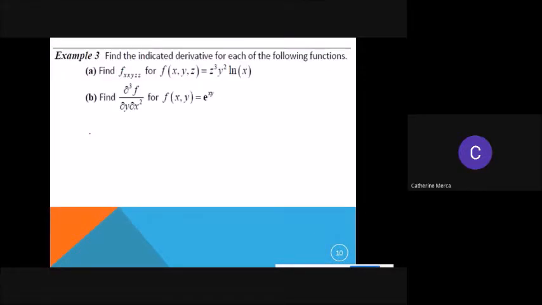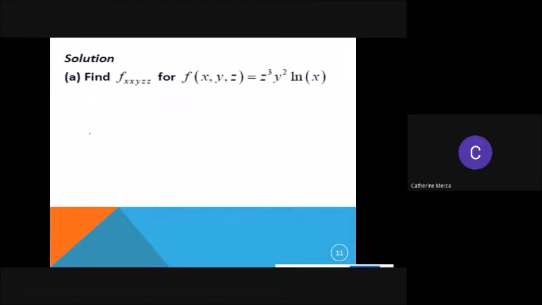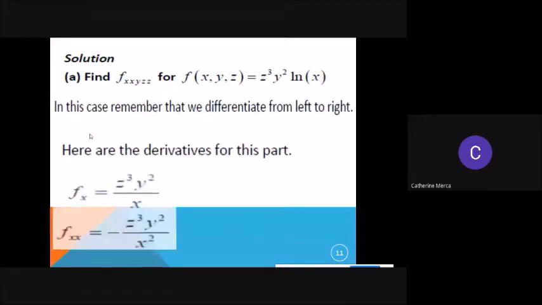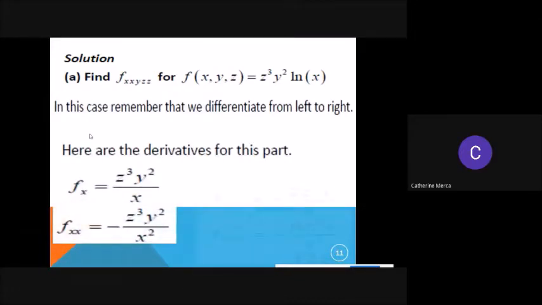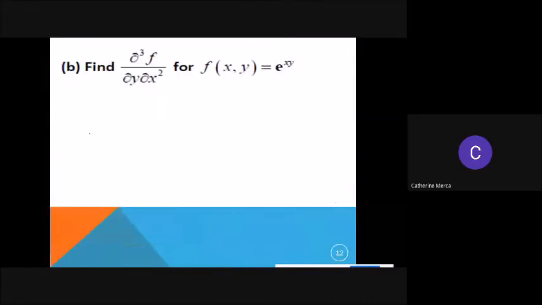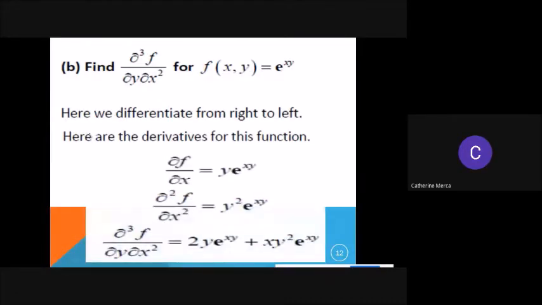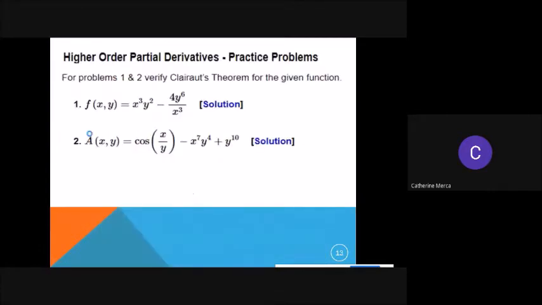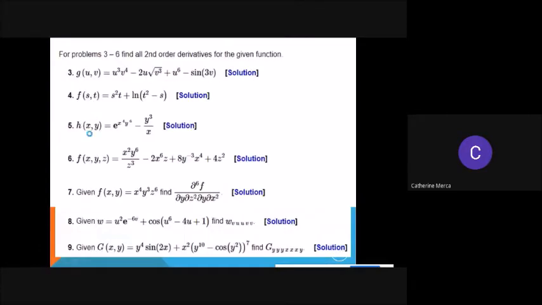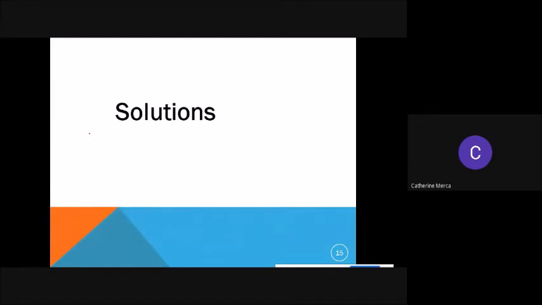Find the indicated derivative for each of the following. Study the solution for this one. The answers are complete. Try to take a look, there may be typographical errors. Just verify, okay? There are some exercises you can actually do, and the solutions are complete. You can take a look at this one.